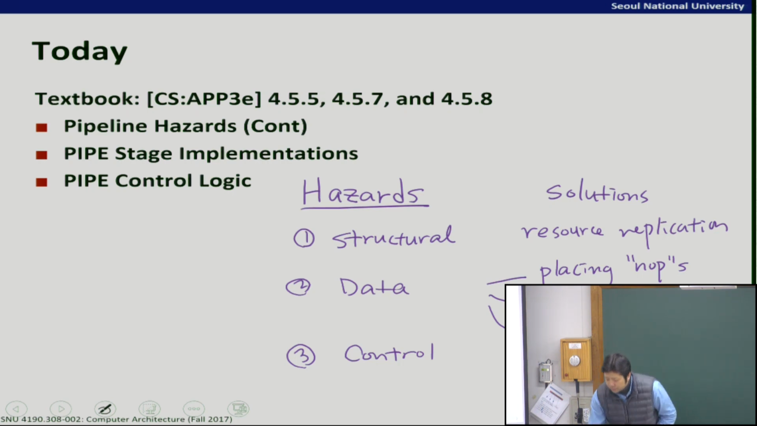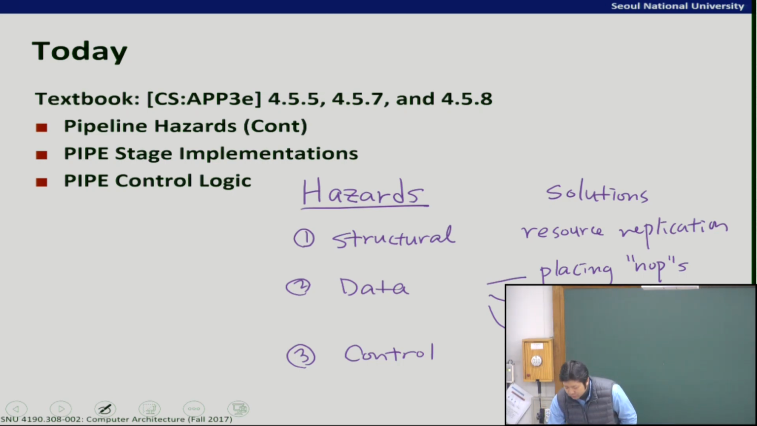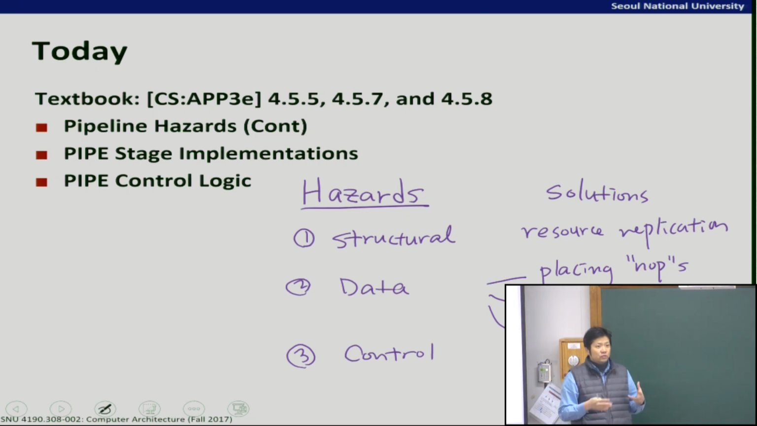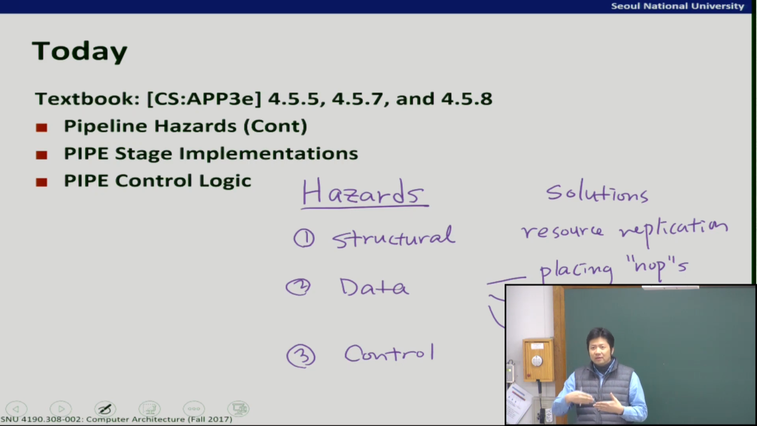Okay. Finally, to resolve the control hazard, perhaps the most popular solution is branch prediction. The control hazard happens because of conditional branches, right? If you have a conditional branch, you cannot really tell what the next PC will be until you evaluate the condition, right? So there must be some empty slots where we cannot tell where the instruction comes from. That's basically called a control hazard. So the solution for control hazard is branch prediction.